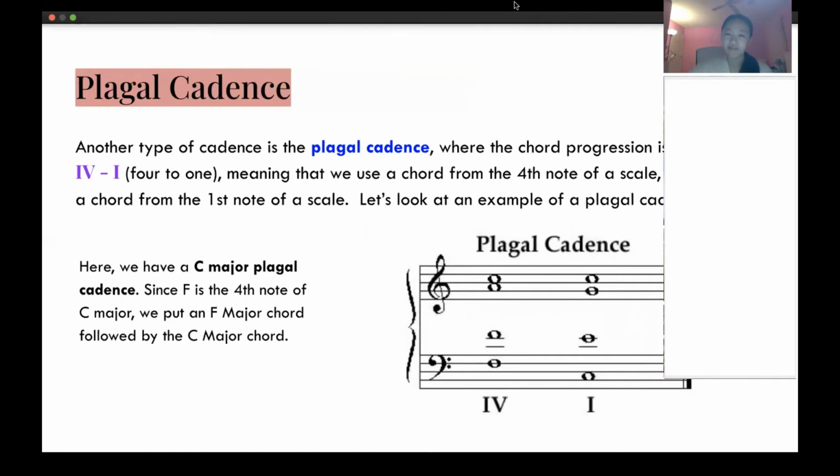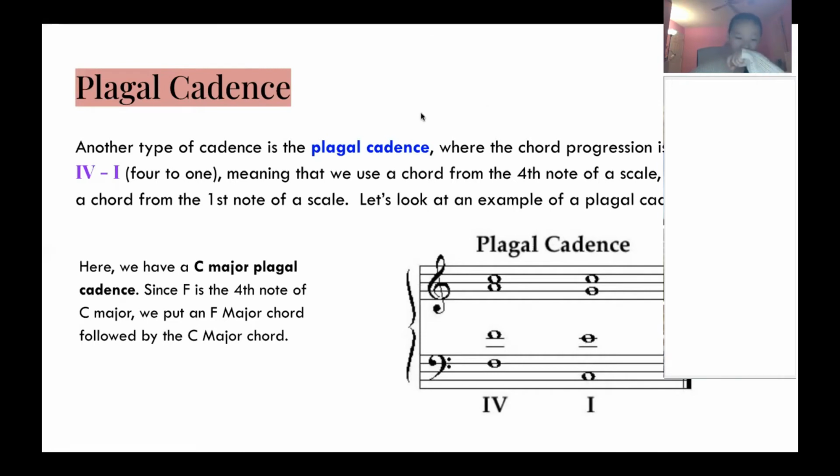Okay, the next type of cadence, there's not only one type, there's many different combinations. So another type of cadence is called a plagal cadence, where the chord progression is 4 to 1 instead of 5 to 1. So that means we would use the chord from the 4th note of a scale, followed by the chord from the 1st note of the scale. So let's look at another example of a C major cadence, but this time it's plagal. Sorry, I don't know why my voice is like that.